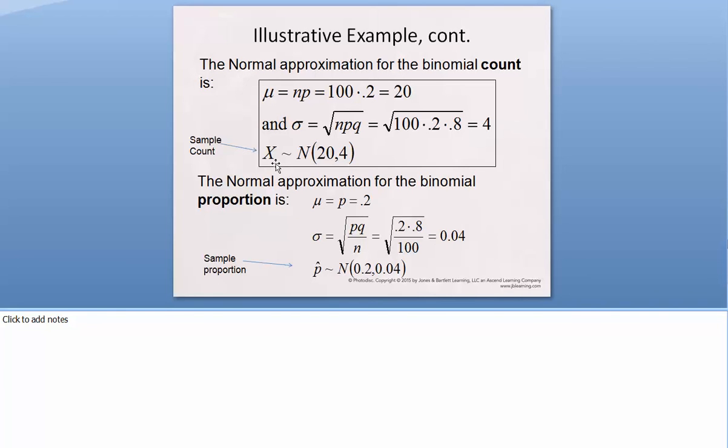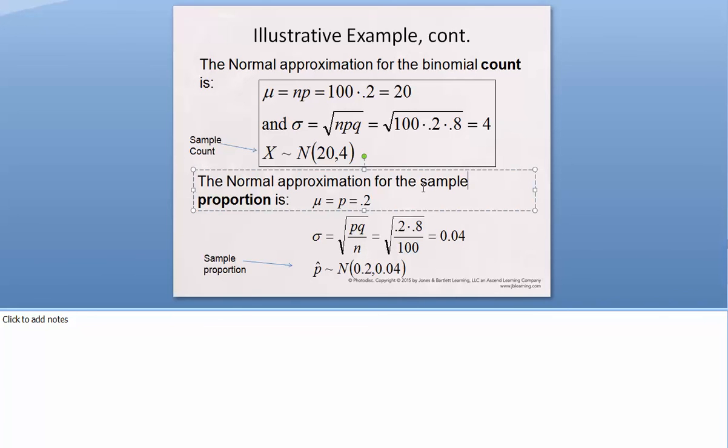So the sample count X will be normal with mean 20 and standard deviation 4. On the other hand, if you want to apply the normal approximation for the sample proportion, certainly it is binomial, but for the sample proportion the mean mu is p, that will be 0.2, and sigma would be square root of pq over n. Remember, we saw this a couple of slides before, and it works out to be 0.04.